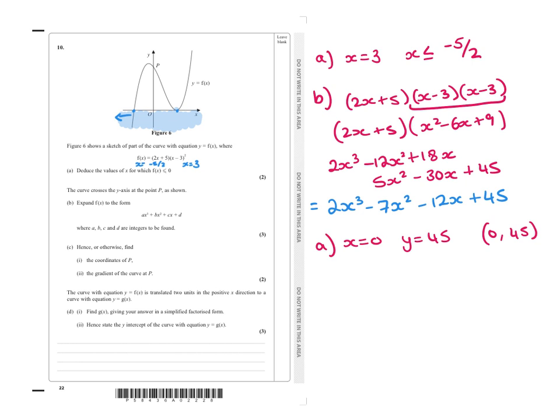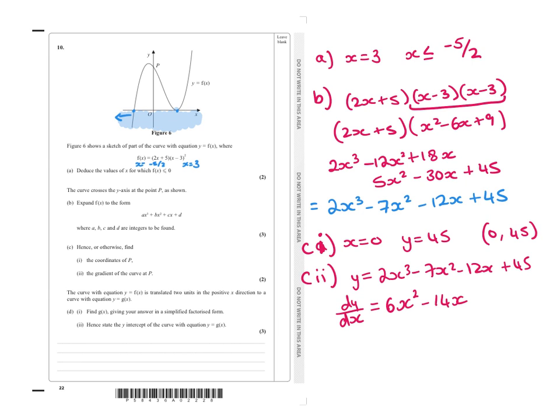Part C says the gradient of the curve at P. Well, to find the gradient, sorry, this is C I. To find the gradient at a specific point on a curve, I know I'm going to differentiate to find my gradient function. So we have our y equals, if I differentiate this, I'm going to get my gradient function. Bring the power down, 2 times 3 is 6, x squared, decrease the power by 1. Minus 7 times 2 is minus 14x, decrease the power by 1. And we're going to have minus 12. If I substitute in there my x coordinate of 0, my gradient is therefore minus 12.